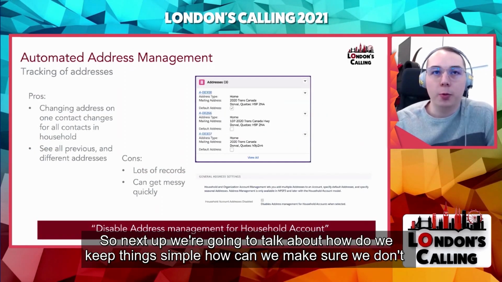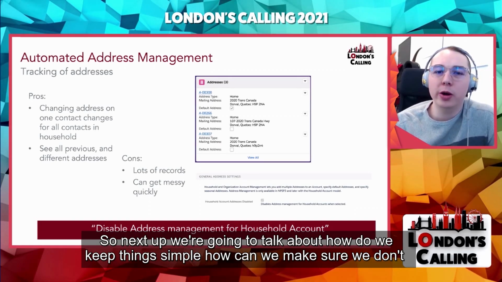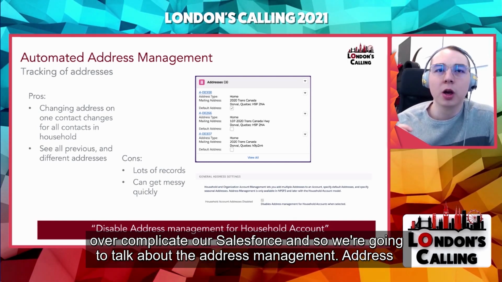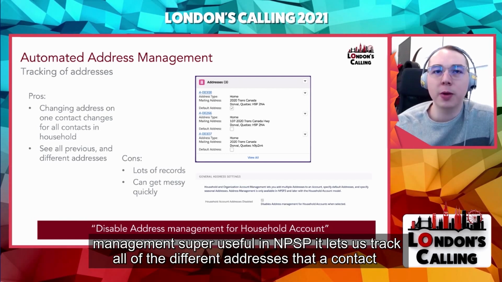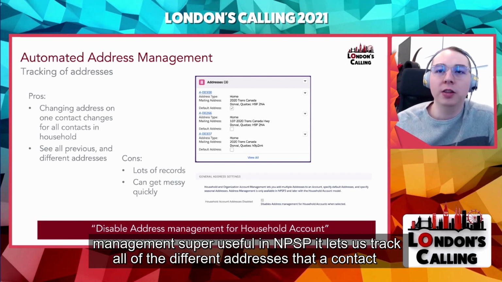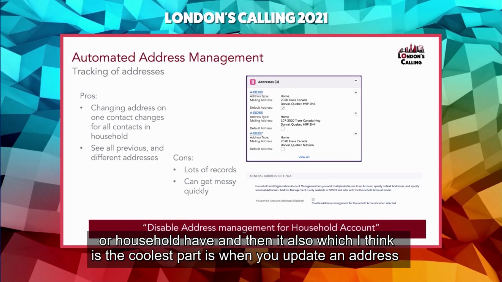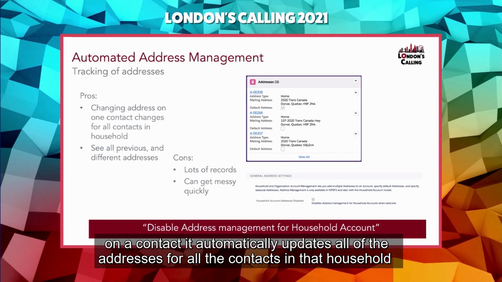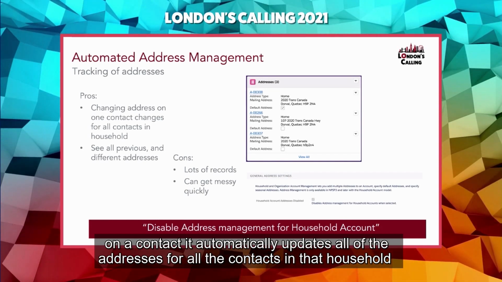So next up, we're going to talk about how we keep things simple. How can we make sure we don't overcomplicate our Salesforce? And so we're going to talk about address management. Address management is super useful in NPSP. It lets us track all of the different addresses that a contact or household have. And then, which I think is the coolest part, when you update an address on a contact, it automatically updates all of the addresses for all the contacts in that household.